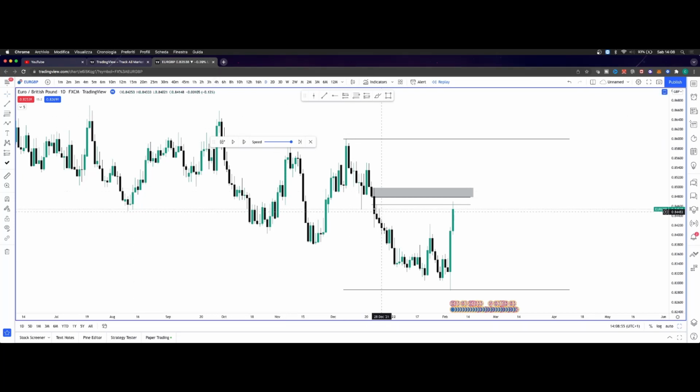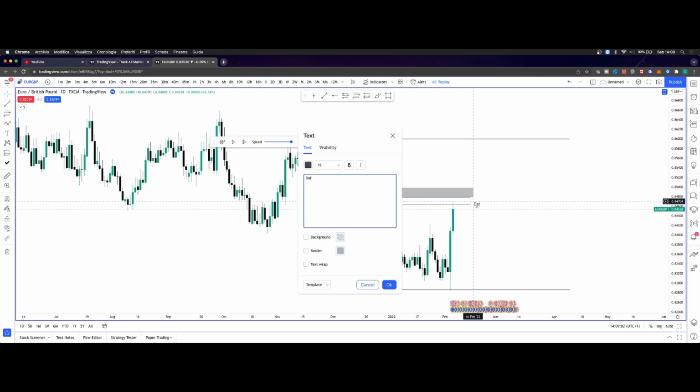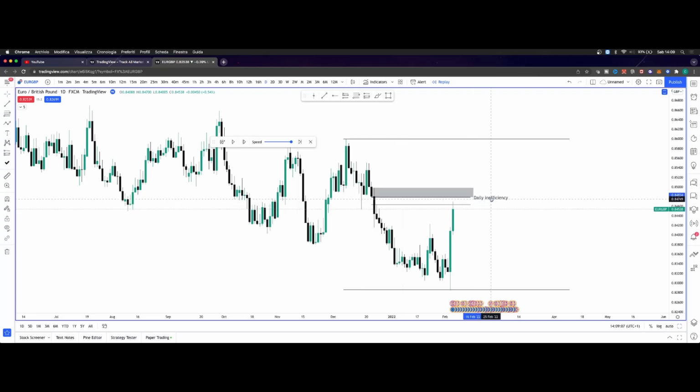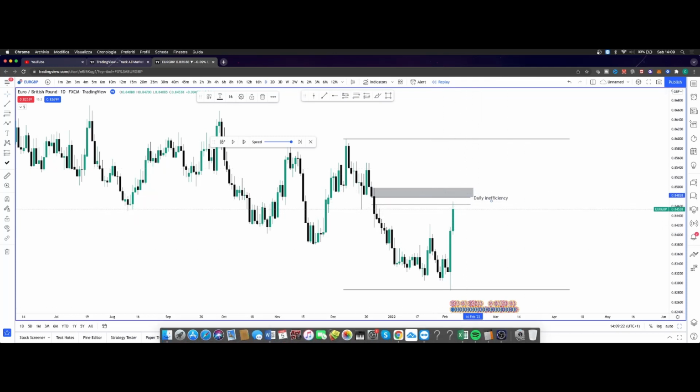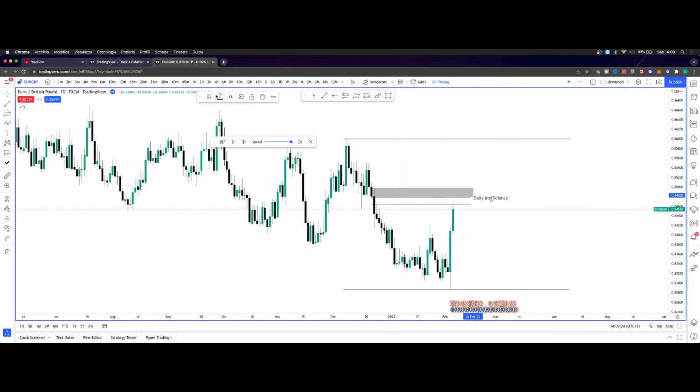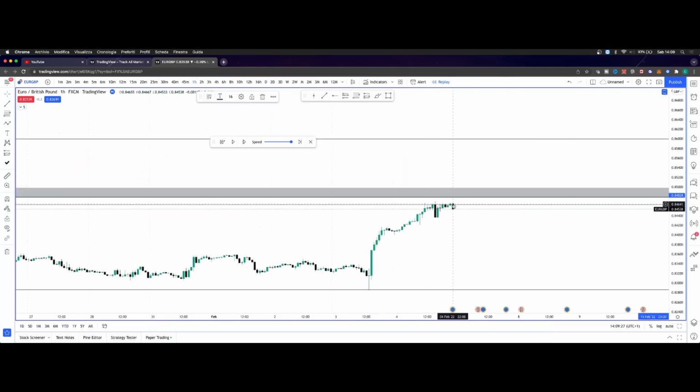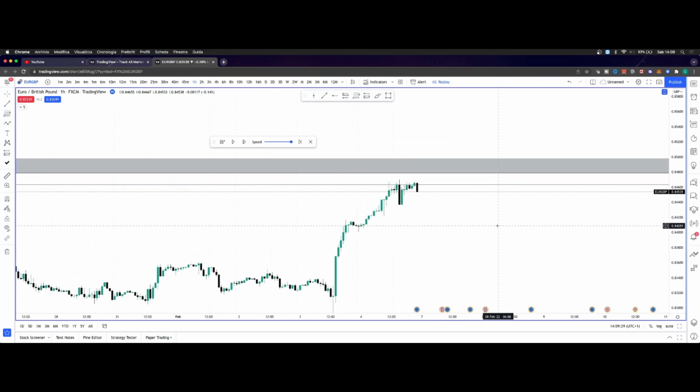So let's see that inside these 2 weeks we have a daily inefficiency and we have this buy to sell area. So I label those 2 areas as basically potential reversal area or continuation, whatever. And now I can scale into my intraday time frame.